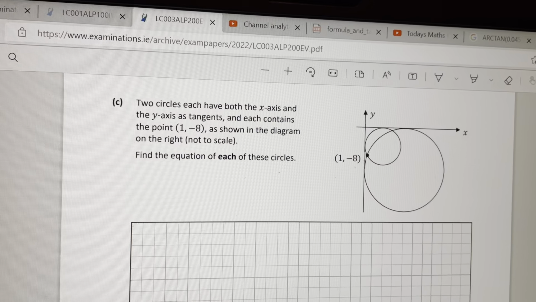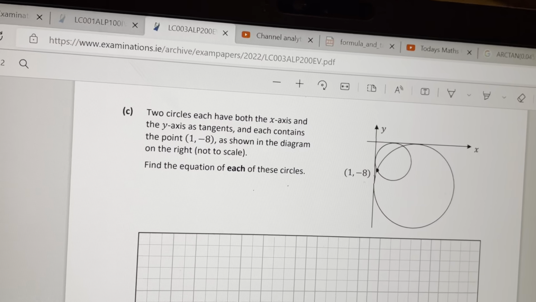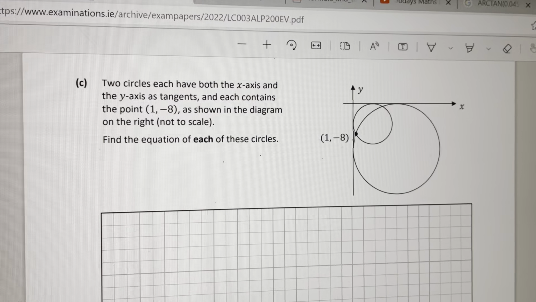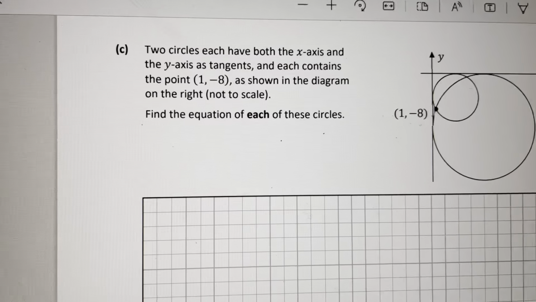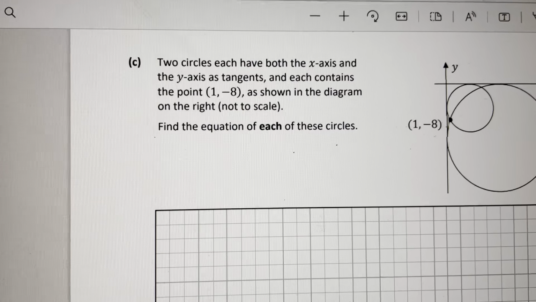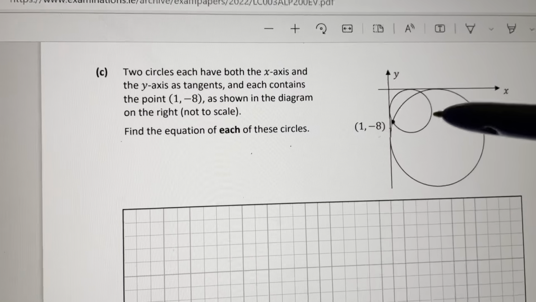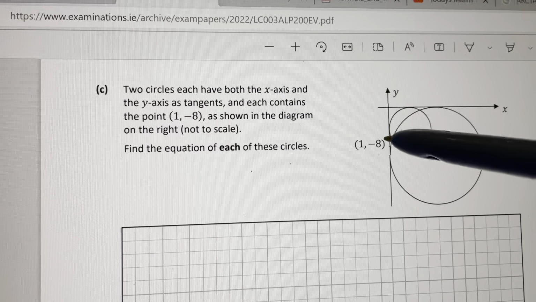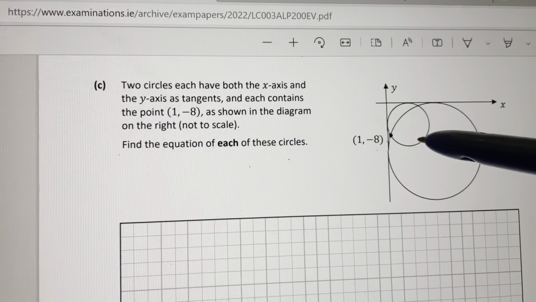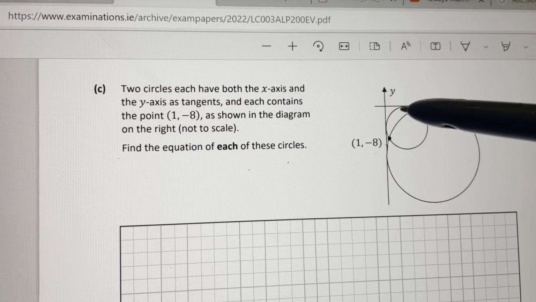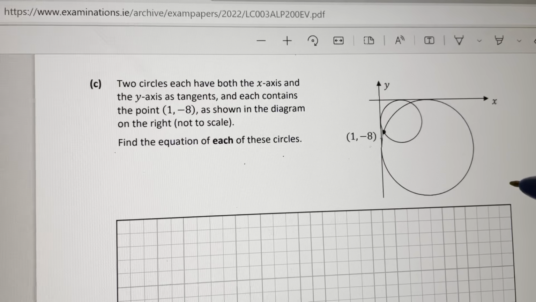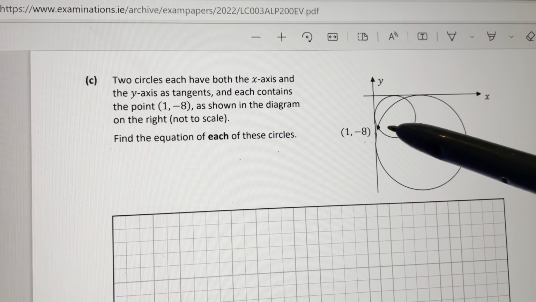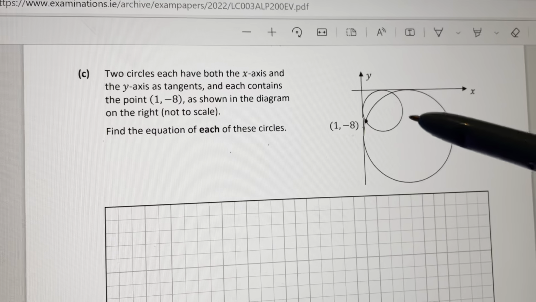All right, two circles. And this is kind of a familiar one. They love these, particularly touching at a point. Two circles each have the x-axis and y-axis as tangents. So basically they're circles which are bounded by the x and y-axis, and there's an infinite number of those really. So spreading out, it's just the radius there that varies, and their common point is (1, minus 8). Find the equation of each of the circles.